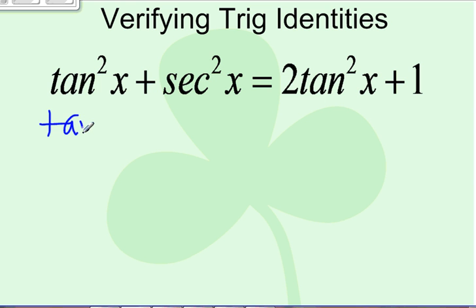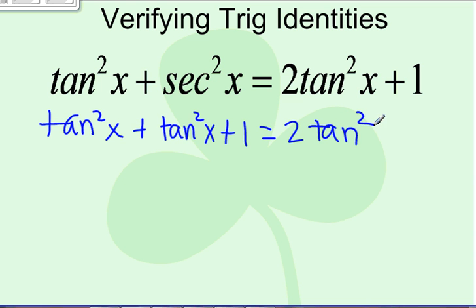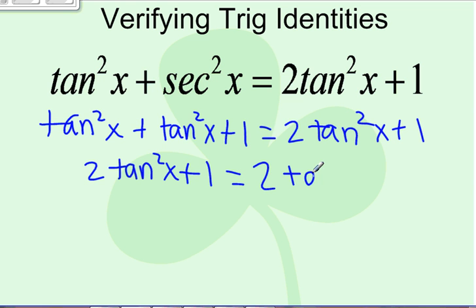So I'm going to have tan squared x plus tan squared x plus 1 equals 2 tan squared x plus 1. And now I have got 2 tangent squareds on my left side, so I can simplify that to 2 tan squared x plus 1 equals 2 tan squared x plus 1. And now I have verified my identity. Both the left and the right side look exactly the same, so therefore we have solved our equation.